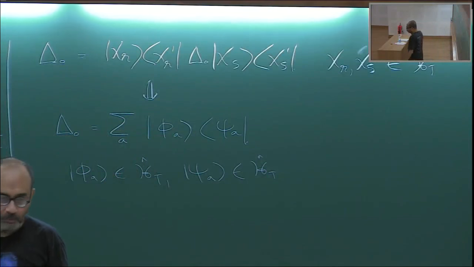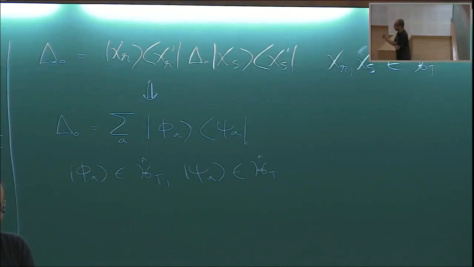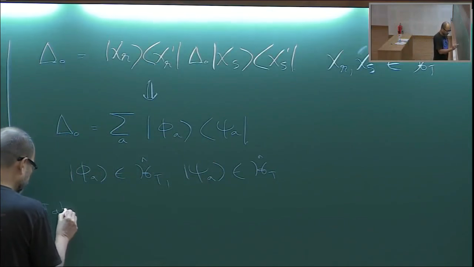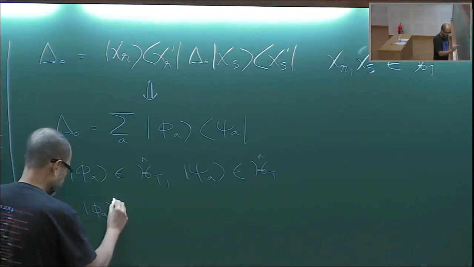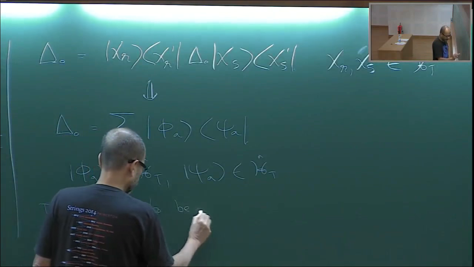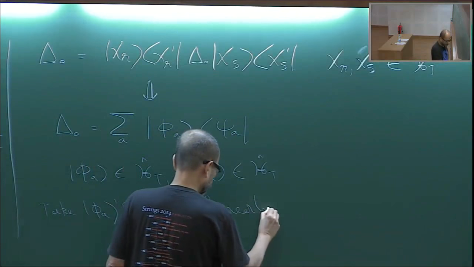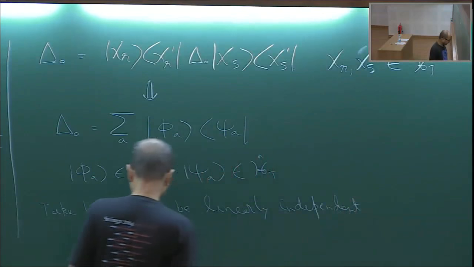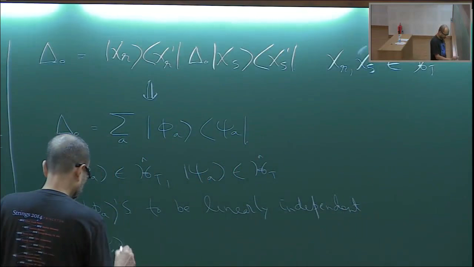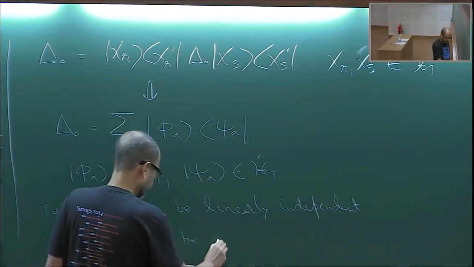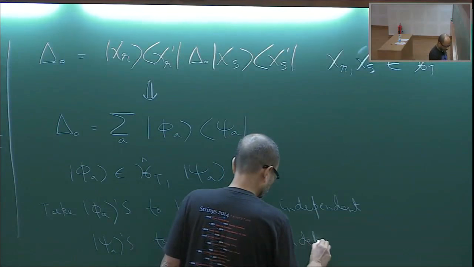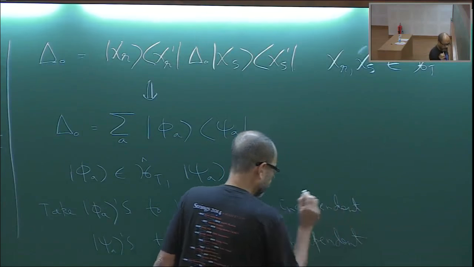Okay, but now we try to reduce the number of terms in this sum, okay, by requiring that phi A's are linearly independent and psi A's are linearly independent. Okay, so take phi A's to be linearly independent and independently psi A's to be linearly independent, okay. So this gives you the minimal set of terms.